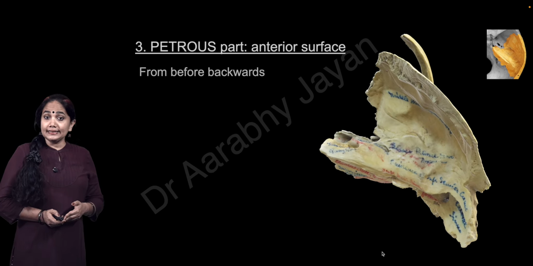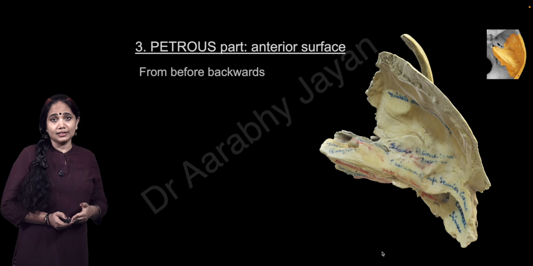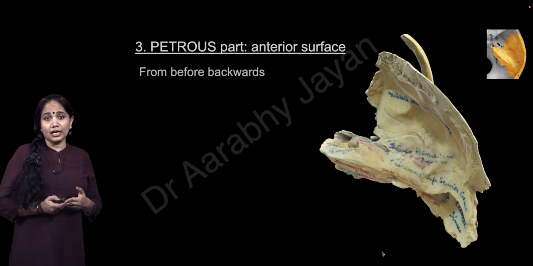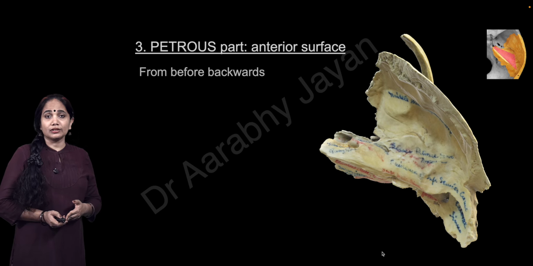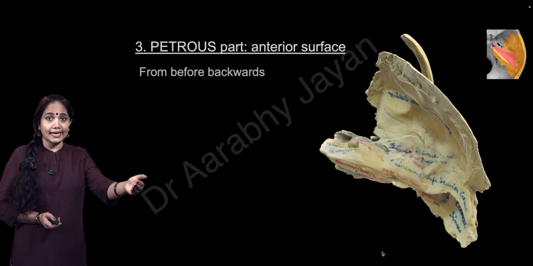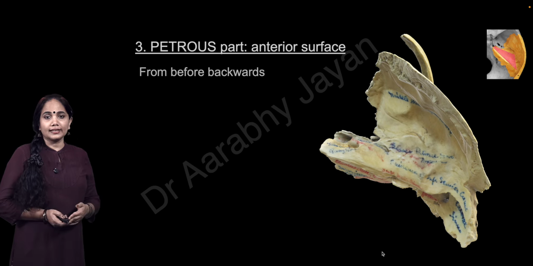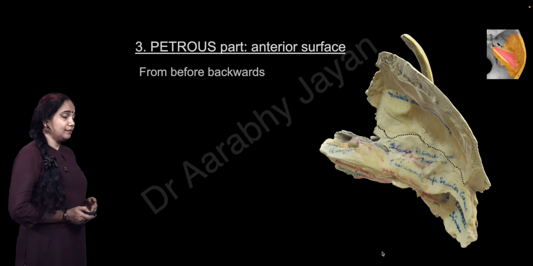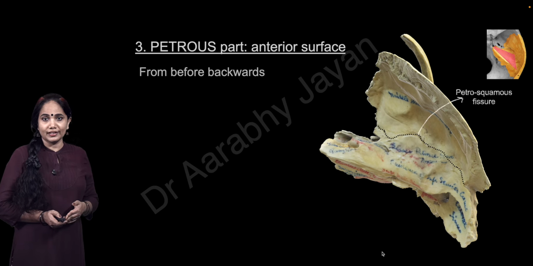Now let's look at the anterior surface. There are a lot of important features here. The petrous part of the temporal bone is a little complicated because it houses the hearing and the balance organs as well as many important canals. So let's see the features from before backwards, that is from the anterior to the posterior. From the apex to the base, what are the features that can be identified? Let's first find the boundary between the petrous and the squamous parts by placing the petrosquamous fissure over there.